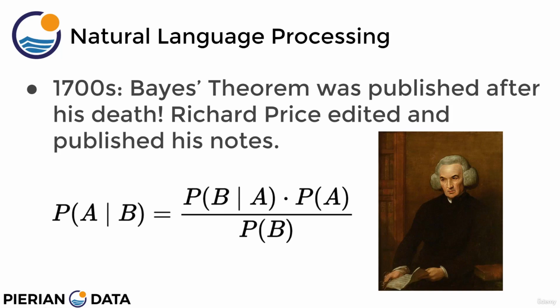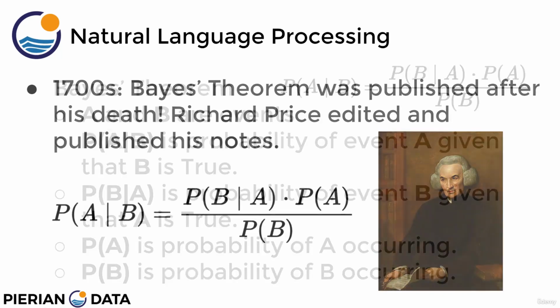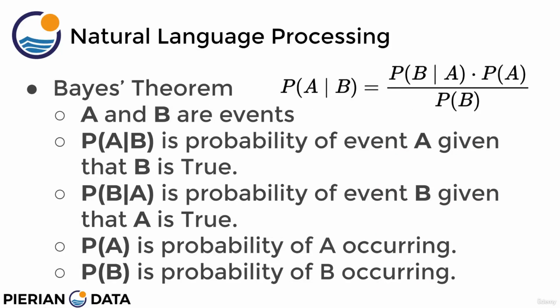We should also note that Bayes' theorem, the one he's most famous for, was actually published after his death. Richard Price edited and published his notes that included his famous theorem shown here. So let's walk through Bayes' theorem and what it represents. Bayes' theorem says the following: the probability of A happening given B is true is equal to the probability of B happening given A is true, multiplied by the probability of A happening, divided by the probability of B happening.